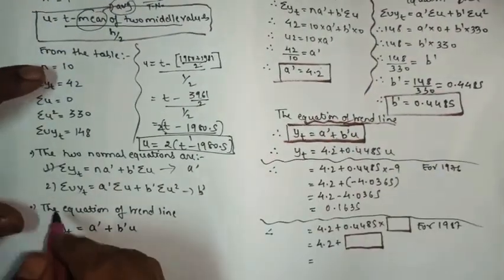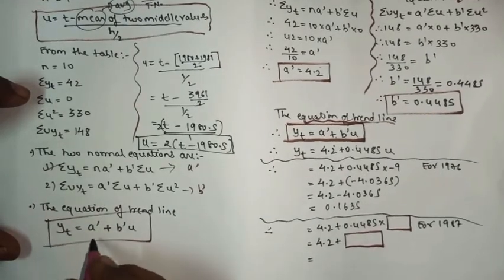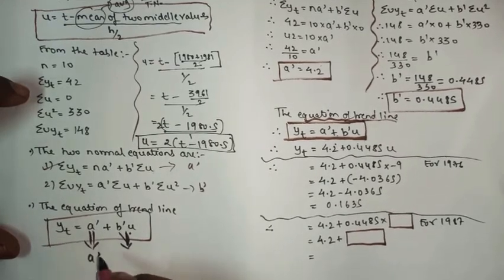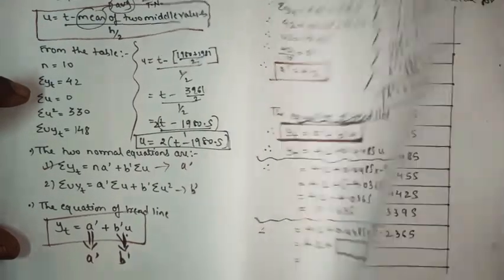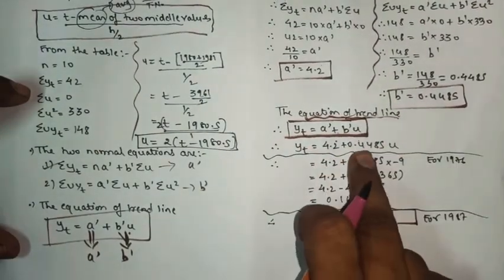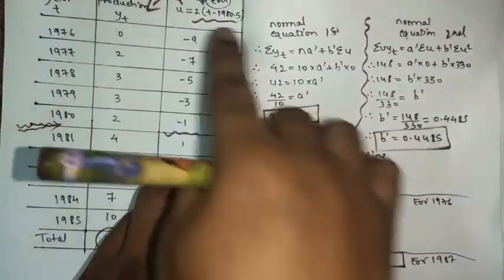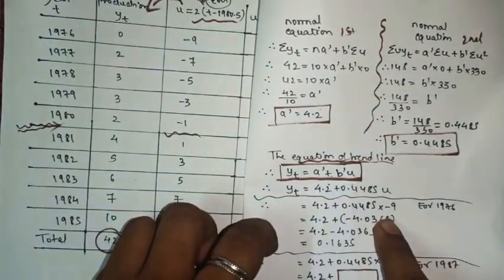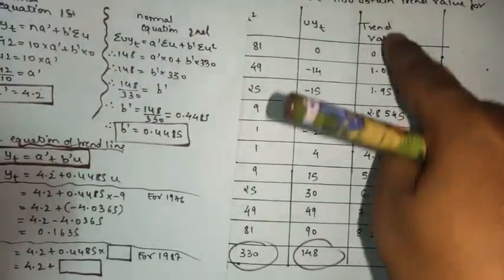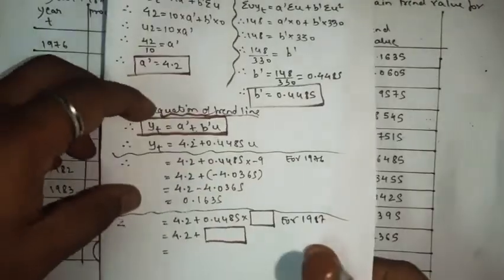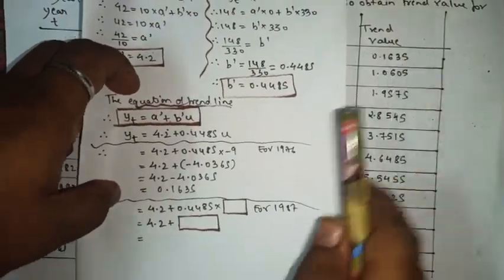Okay, because equation of line is what? This is the formula, and without knowing these two values, a dash and b dash, we cannot find our trend values, yes or no. So we require the value of a dash and b dash. Substitute the value, and simply what you will do now, replace the value of u. First you will put minus 9, then minus 7, then minus 5, then minus 3, like that. So you will get the value of the last column, that is the trend value of each and every year, yes or no. So here I did for the first one.